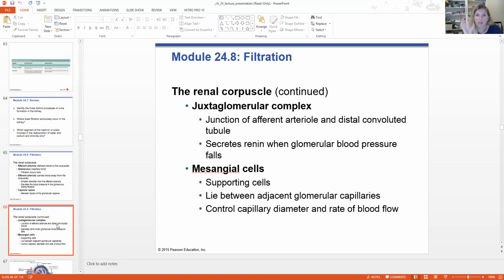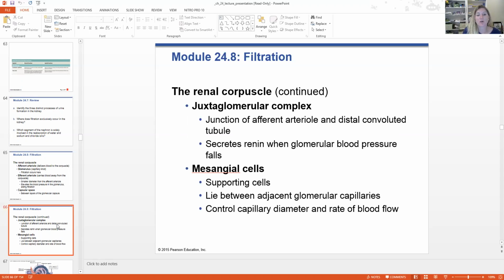This is a small little network of cells. It's right next to the afferent arteriole and the DCT. This is the structure that's going to check into the blood and make sure that there are enough red blood cells in our blood. If there are not enough red blood cells, or if there's not enough blood pressure or volume, renin will be secreted. Renin is going to work in our angiotensin-aldosterone system to increase our blood volume and blood pressure.